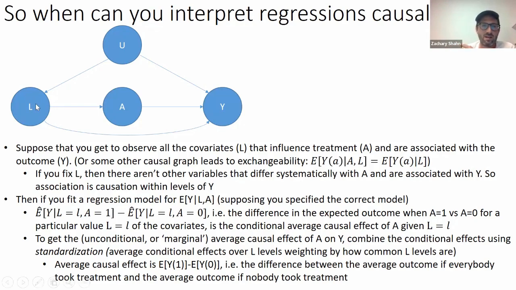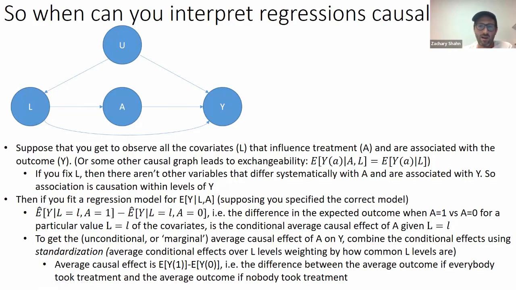So here, the only variable with an arrow into treatment and is associated with the outcome is L, and it can be associated with the outcome either by causing it or because some other variable causes the covariate and causes the outcome. It doesn't matter.